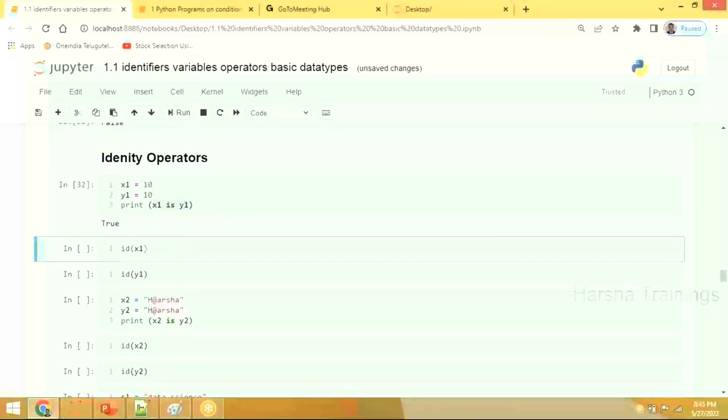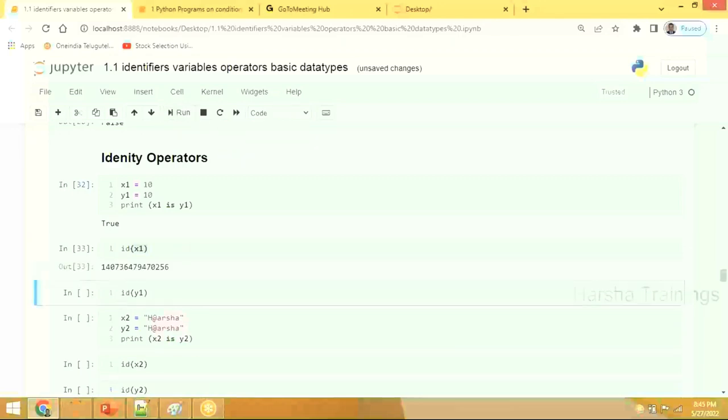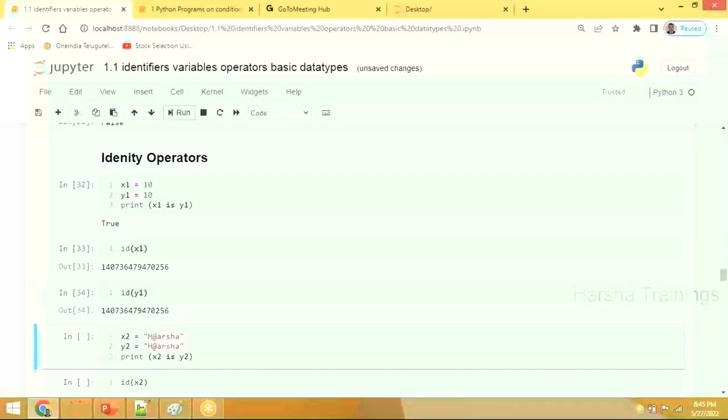Now if I want to know where exactly x1 is stored, I will use a built-in function called id. The id of x1, look at here, is going to give a 16-digit unique number. The id of y1, now these two are stored in the same location. If x1 and y1 are located in the same memory location, it will return true.